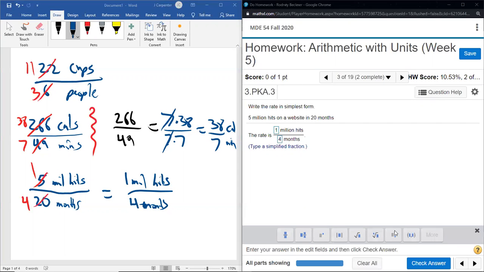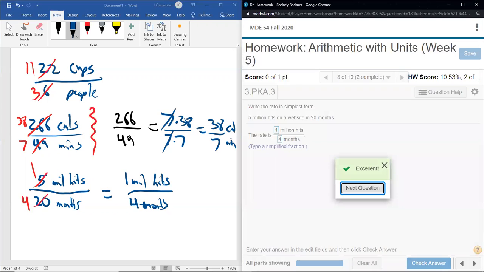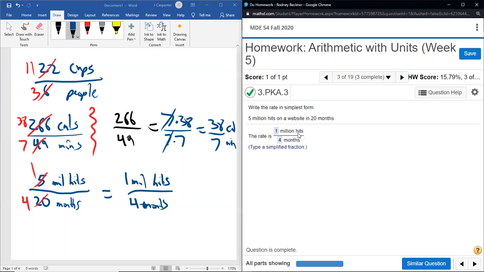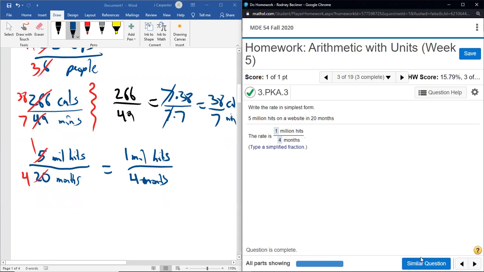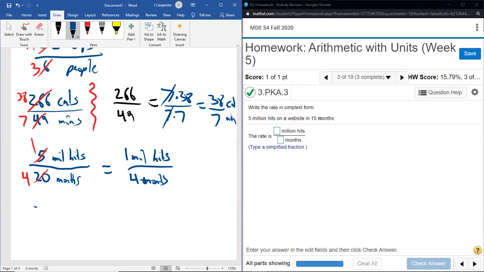So we'll do 1 million hits for every 4 months. Let's see if we get it right. And we did. See, if I had typed a bunch of zeros... Let me hit similar question. Now I got 5 million hits over 15 months. So what if I did it this way?